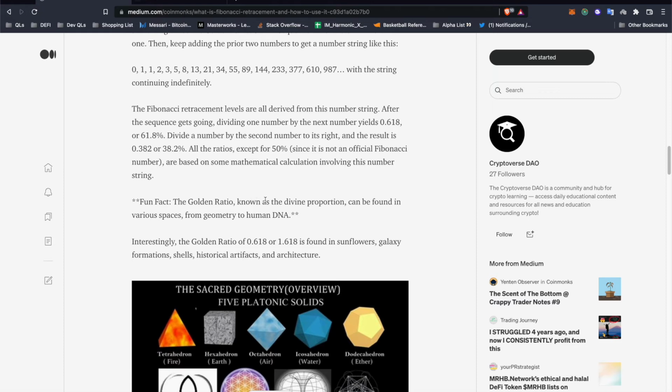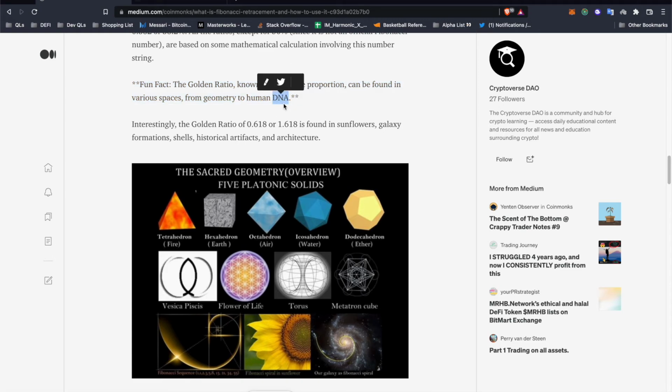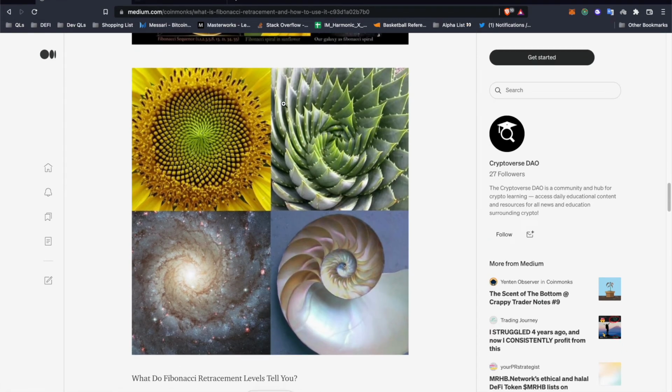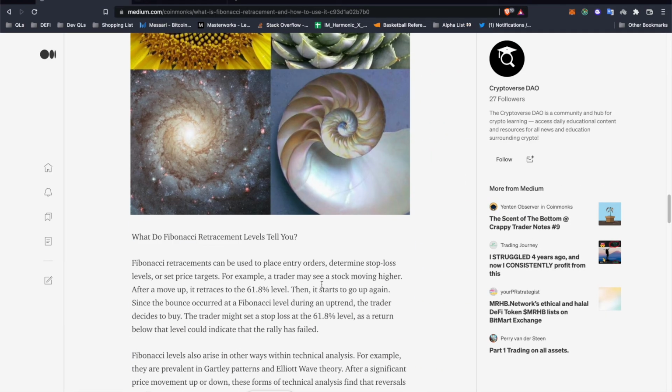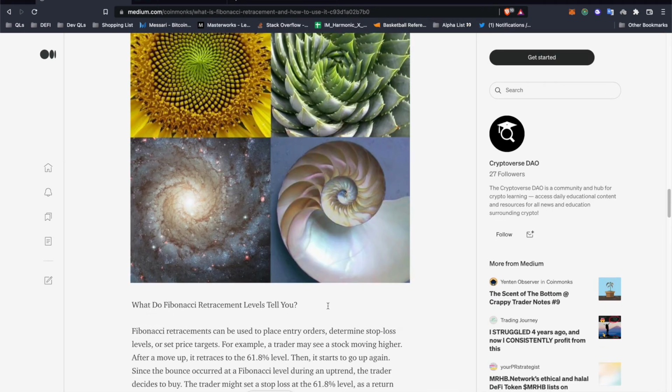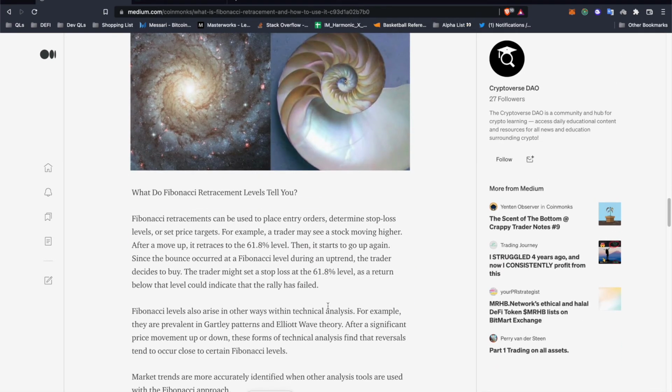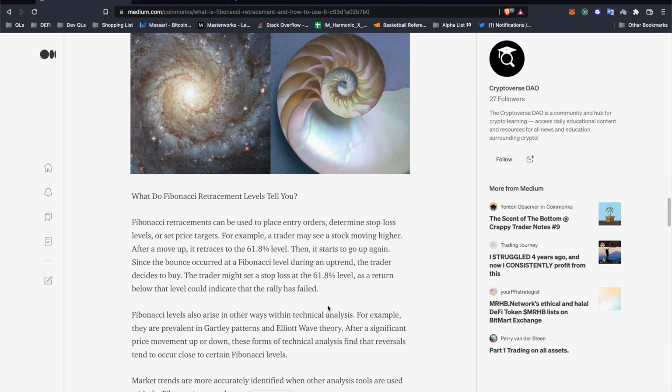Fun fact, the golden ratio, known as the divine proportion, can be found in various spaces, from geometry to human DNA to all of nature, as you can see in these examples here as well. What is this, like an aloe vera plant, the inside of a sunflower, a nebula or a galaxy, I don't know what that is, and a conch shell, and just the human body itself. It's really interesting stuff to research in your own time, in addition to using it as a trading tool. Understanding the foundations of everything is a pretty lofty goal to work towards.